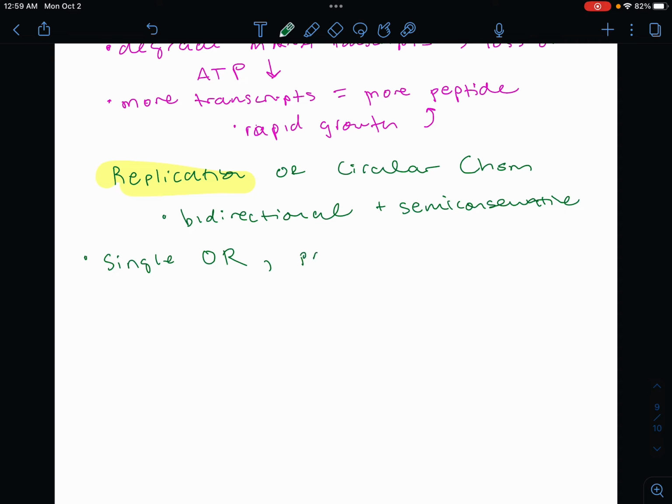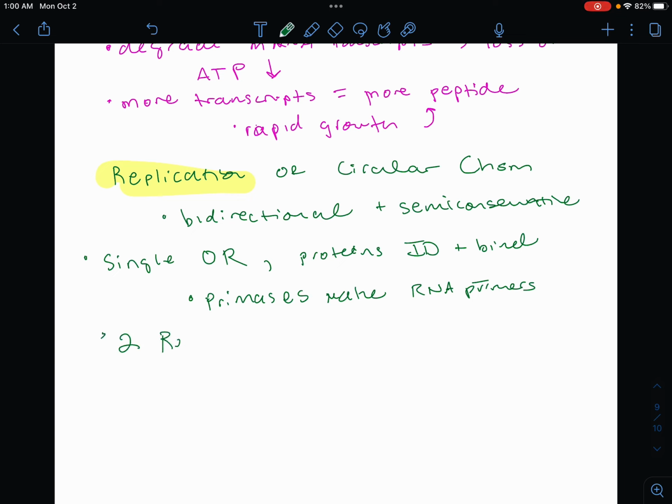So some proteins will find this origin and they'll bind. First thing that happens generally in this situation, the primases will make RNA primers. And these will be recognized by the polymerases later on. The process of replication also creates 2 replication forks.